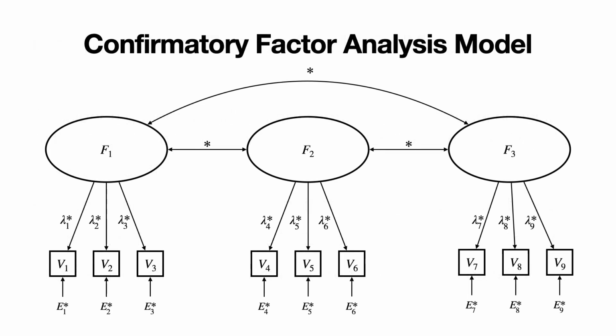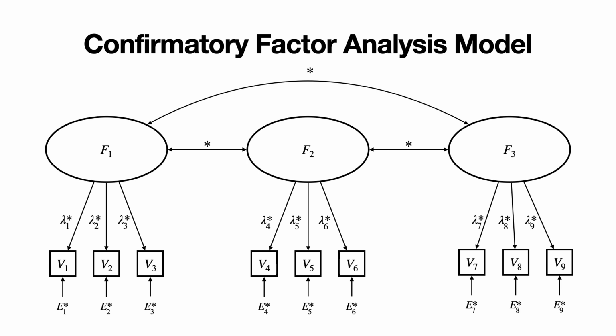So here is the path diagram for this confirmatory factor analysis model. We have three ovals for the three latent constructs, F1, F2, and F3. Between each pair of latent constructs, we have two-way arrows, and so we see that we are allowing the latent constructs to be correlated. We have 9 squares representing the 9 manifest variables. The squares for V1, V2, and V3 have one-way arrows coming into them from latent construct F1.